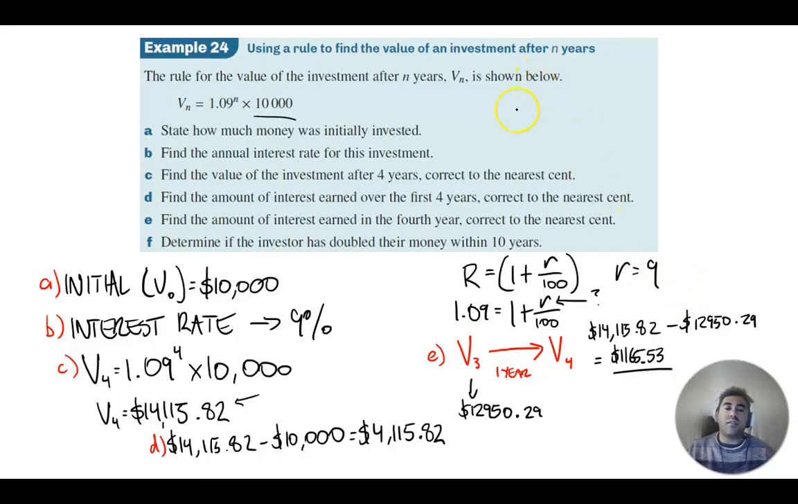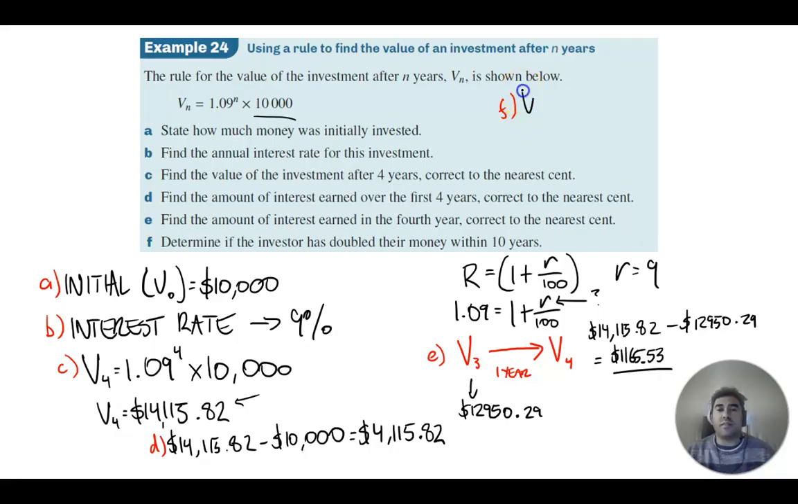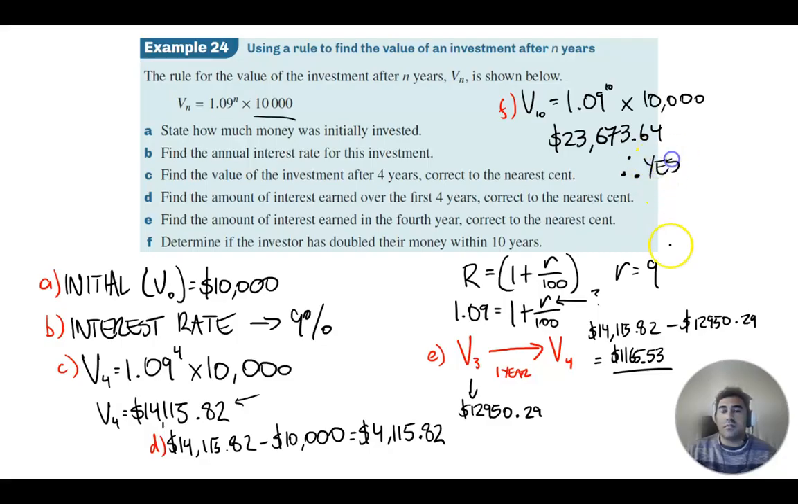So I'm just going to write F up here. I'm a bit crammed for space. Okay. So F is asking, have we got more than $20,000 for V of 10? When you work out V of 10, 1.09 to the power of 10 times 10,000, this will yield the amount of $23,673.64. Therefore, yes, it has. It has doubled.